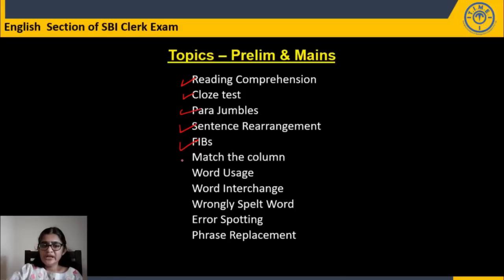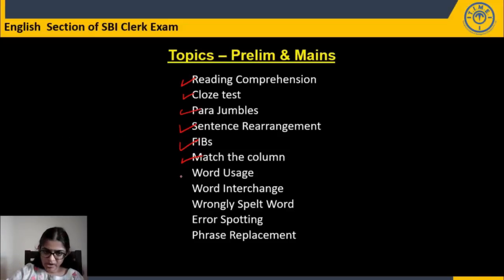Then in bank exams, you have this match the column pattern. That is, you have 2 or 3 columns given to you and you have to match them. Okay, so typically this is a form of sentence formation. You are given parts of a sentence and you have to match them. But there are other possibilities also.